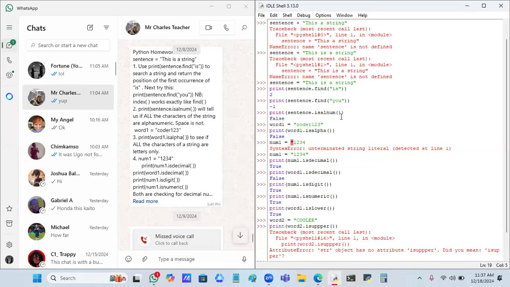Now we called isalpha on word 1. You will notice that isalpha returned false. That is because isalpha returns true only if all the characters in the string are what? Alphabet. Do you understand? Ugo, do you understand? Yes.